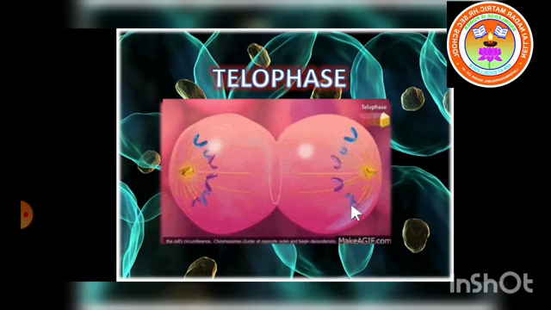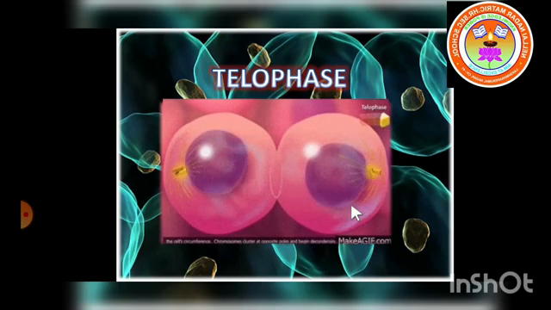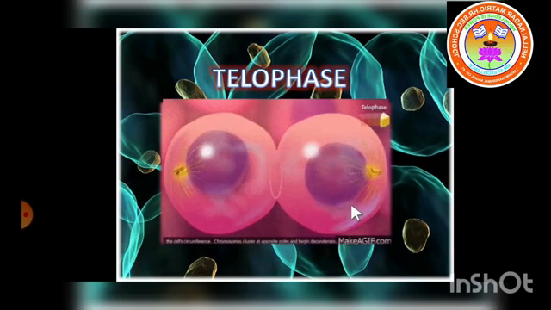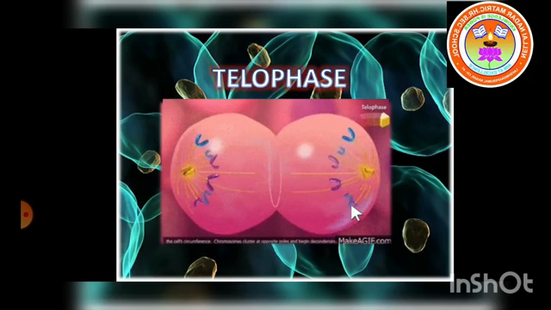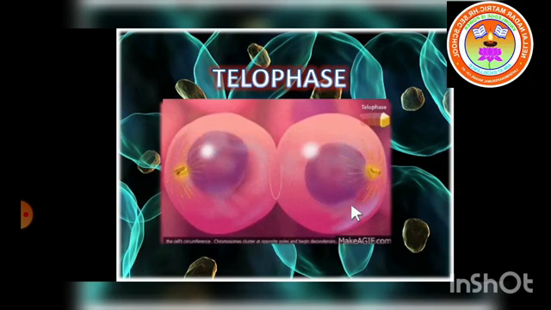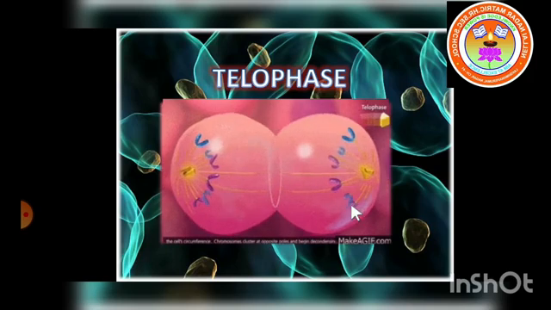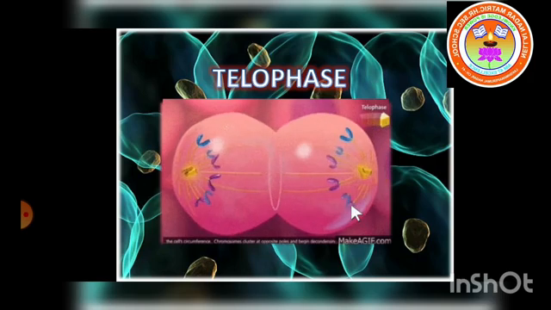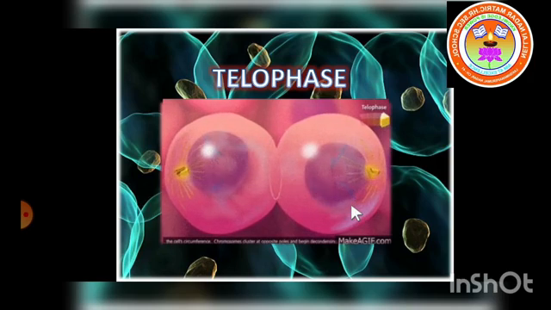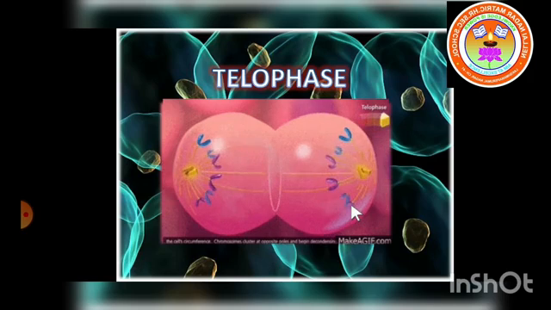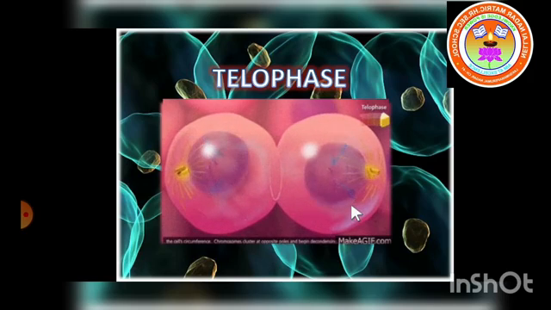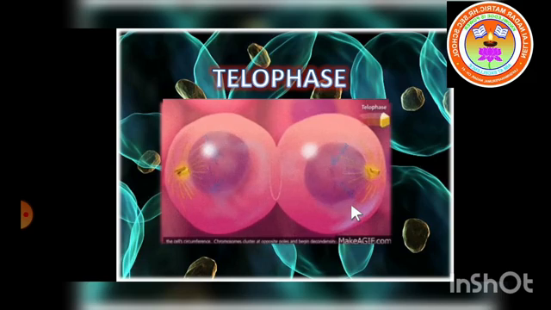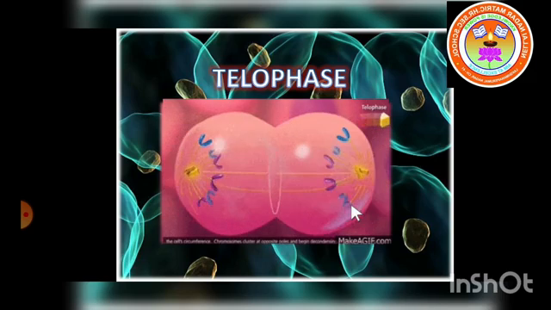Next is telophase. Tele means end. Each chromatid or the daughter chromosome, what happens here? They lengthen and become thinner and turn into a network of chromatin threads. They form the chromatin threads. Spindle fibers break down and disappear. Nuclear membrane and nucleolus reappear in each daughter nucleus.